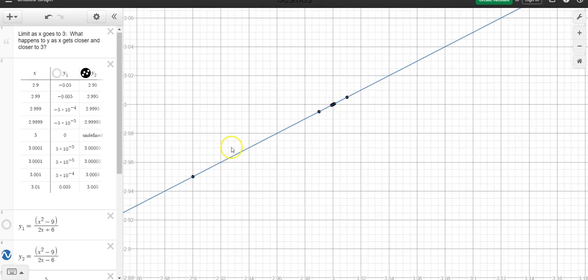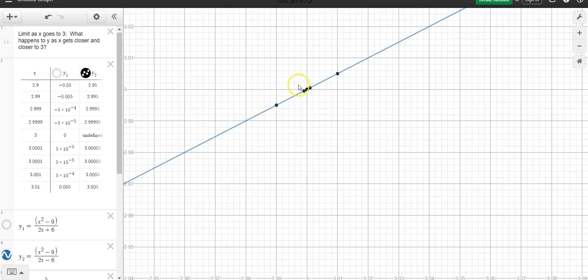So I have here when x is 2.9, y is 2.95. When x is 2.99, y is 2.995. Here, when x is 2.999, y is 2.9995. I don't know if I can get one more in there. Now there's another one even closer.